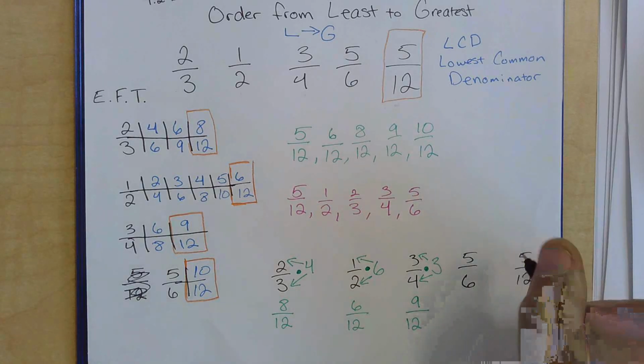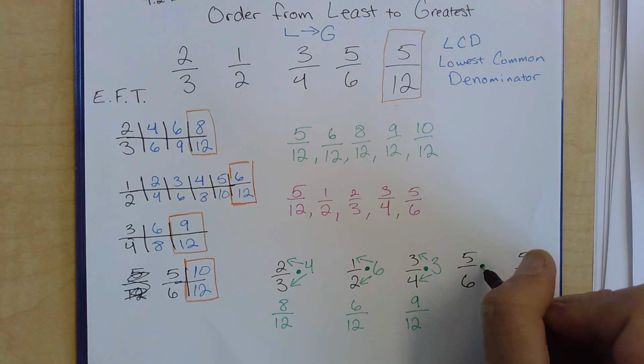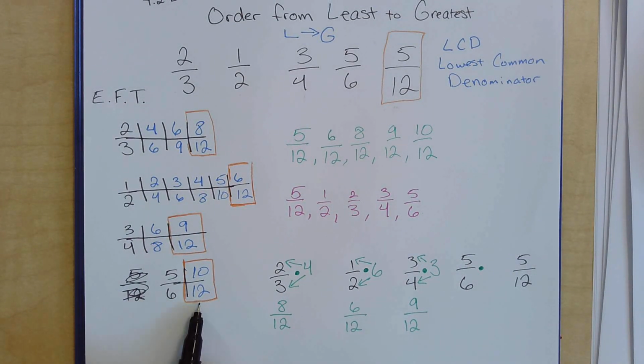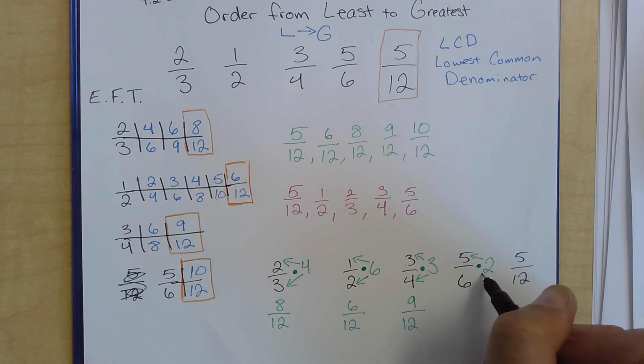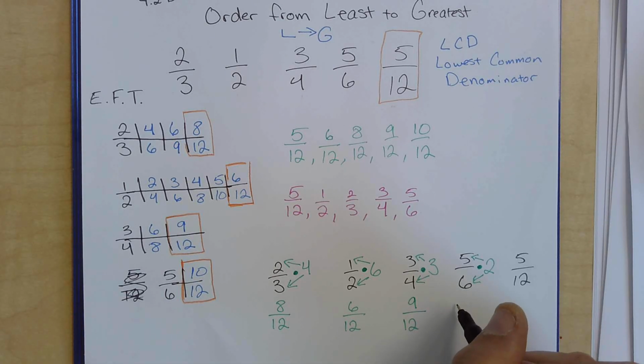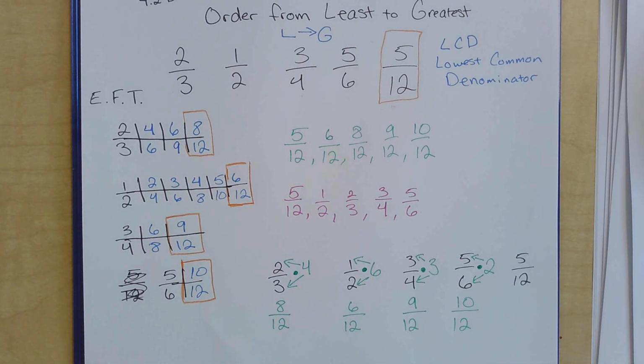5/6. 6 times what will give us 12? 6 times 1, 6 times 2. So we add a 2 there, and we multiply by both, 10 over 12. And now you can see that you can organize 5 12s, 10 12s, 9 12s, 6 12s, 8 12s in order. So these are 2 different ways.